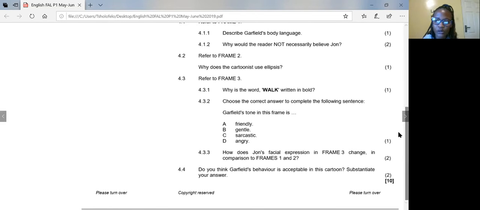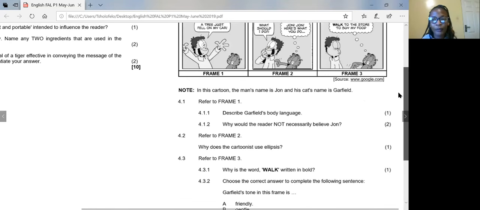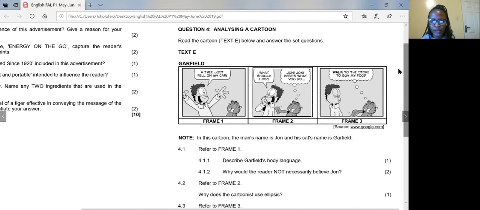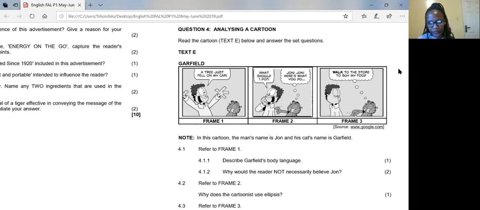Now let us go back to the cartoon, because remember, we work with evidence. If you don't have evidence, you don't have an answer in visual literacy. In frame 1, Garfield's mouth is wide open. Again, in frame 2, his mouth is also wide open. His eyes are wide open in frames 1 and 2. But in frame 3, his eyes are lowered down. As you can see, they're only partially open. It means they are lowered down. His lips are tightly closed. The mouth is no longer wide open.